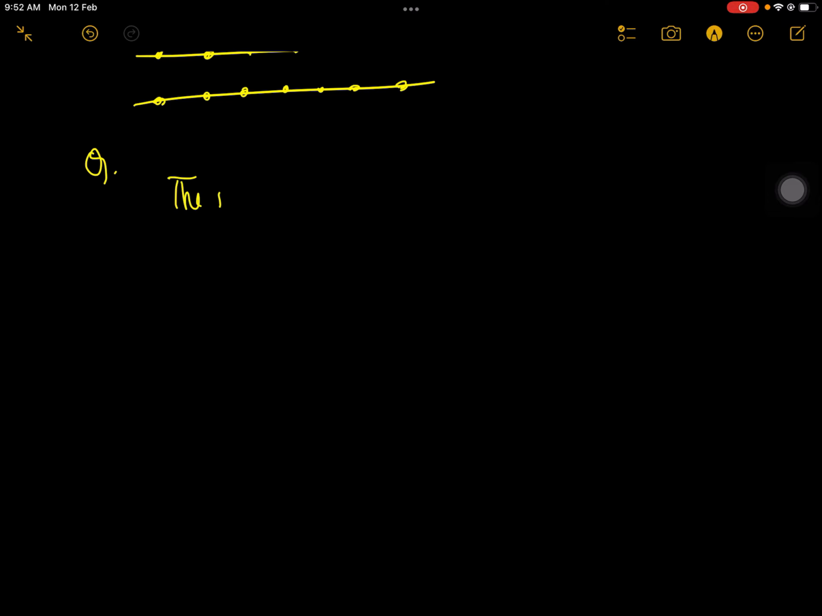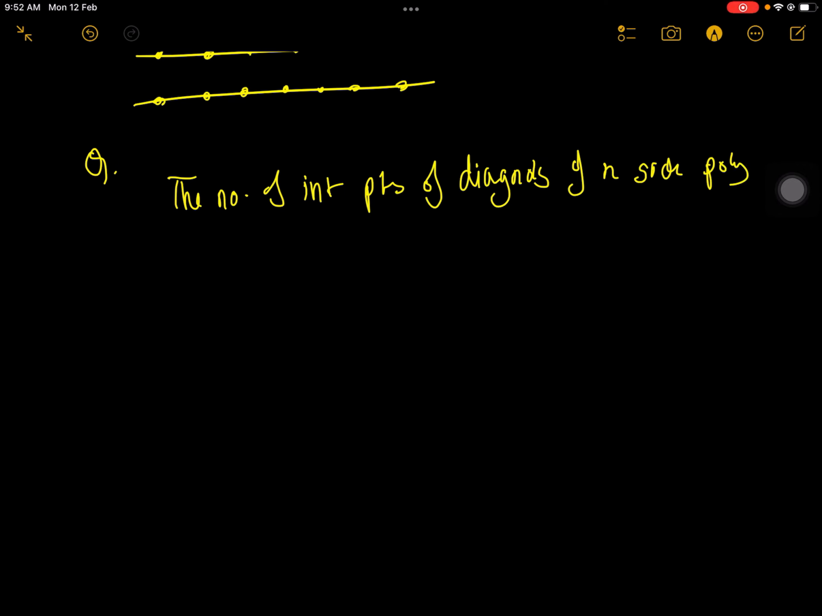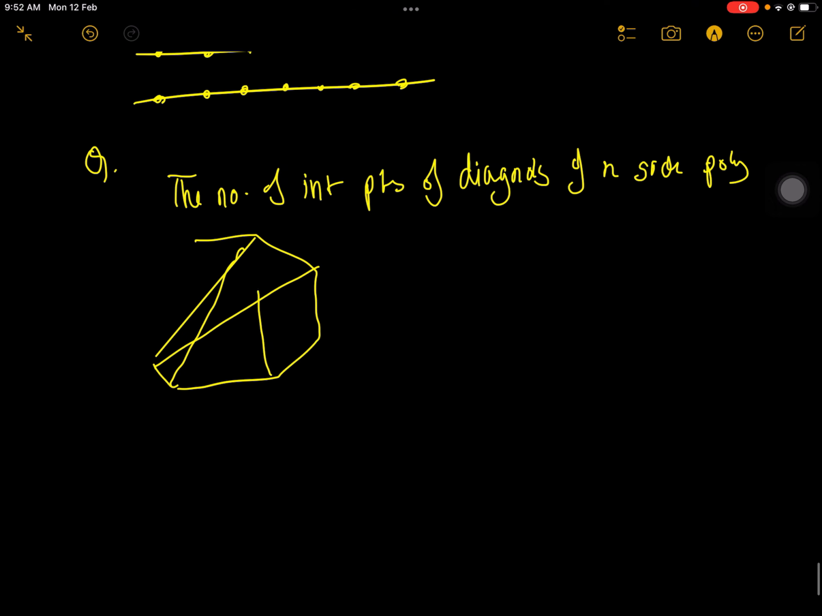The number of intersection points of diagonals of an n-sided polygon which lie inside the polygon are how much? So if we generally take a case like this and we draw the diagonals, it can be one from here, one from here, one from here, one from here.